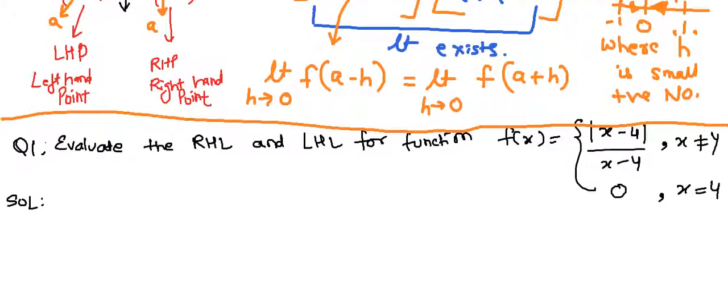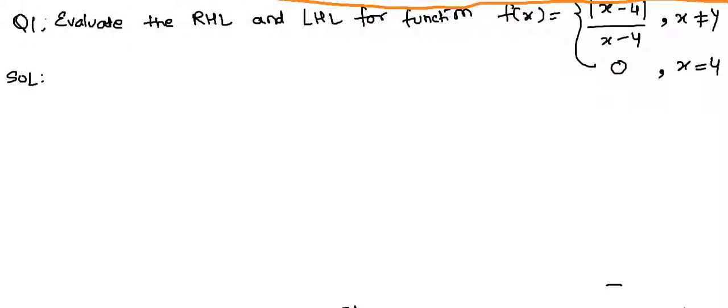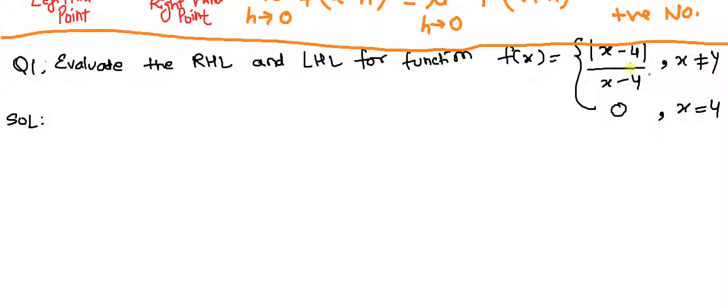Let's work out some examples. I have a few questions here. Let's start with the first question. It says evaluate the right hand limit and the left hand limit for this function. This is the function they've shown here. There's a mod value in which it has x minus 4, and then this limit.